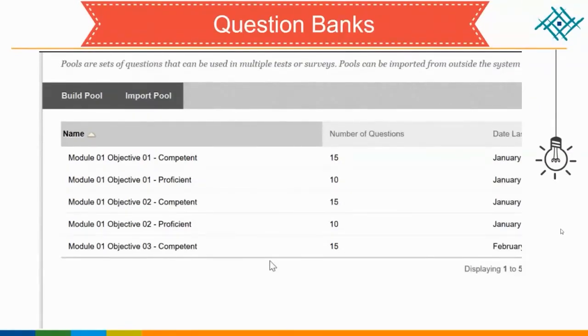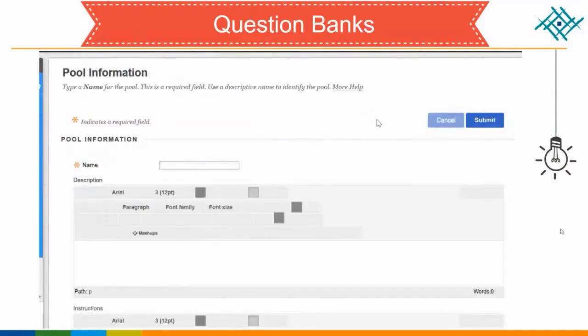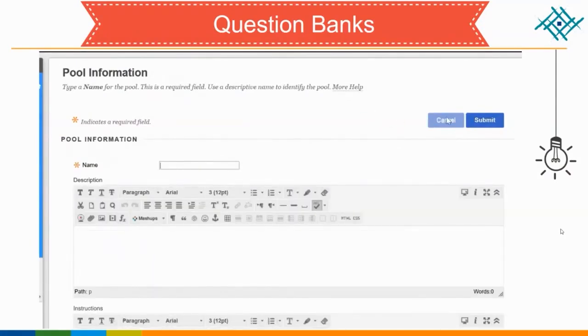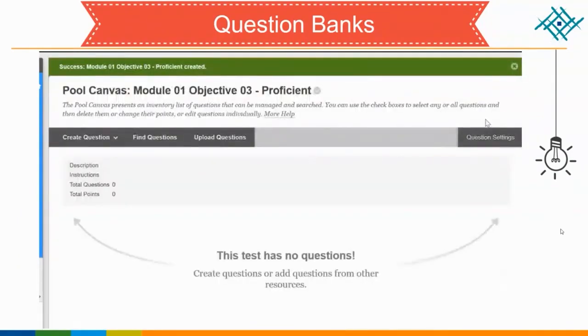So let's look at how to create a pool. First, we click Build Pool. And then we enter a name for our pool, and if we'd like a description. Then we click Submit. Before we start adding questions, let's look at the question settings.